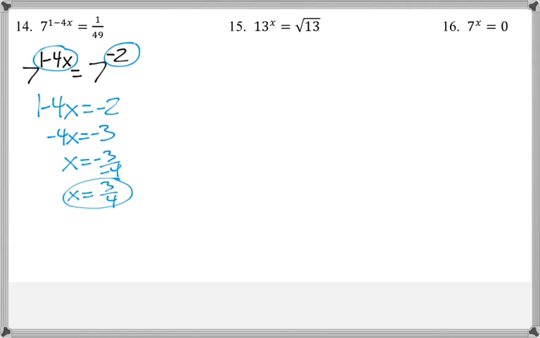On number 15, I'm trying to get the same base, and another way of writing the square root of 13 is 13 to the 1/2 power. So now I can set my two exponents equal to each other, and that will be my answer.